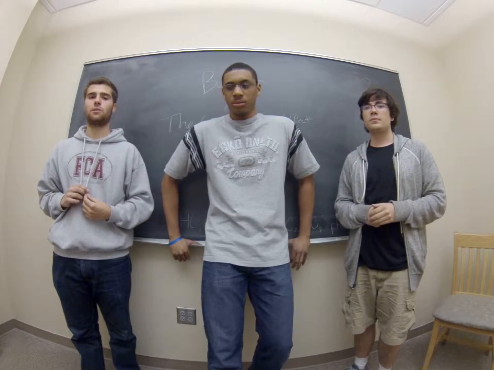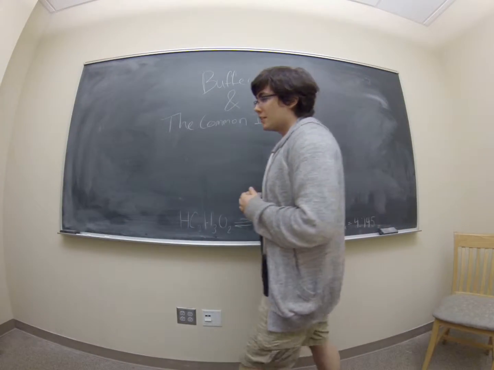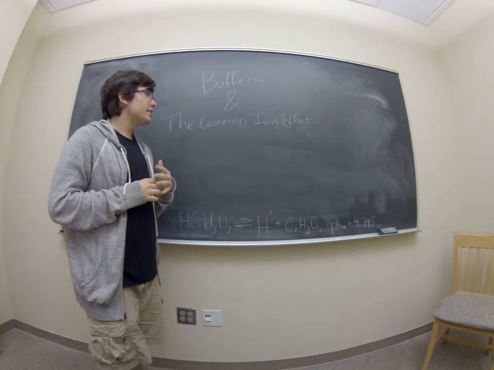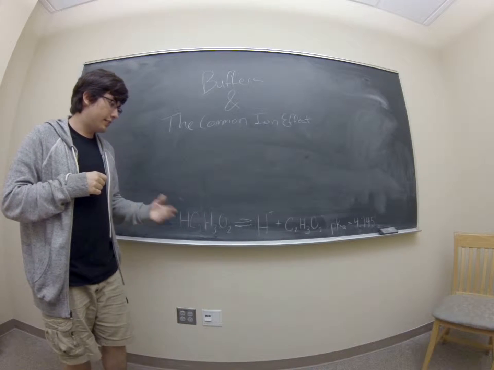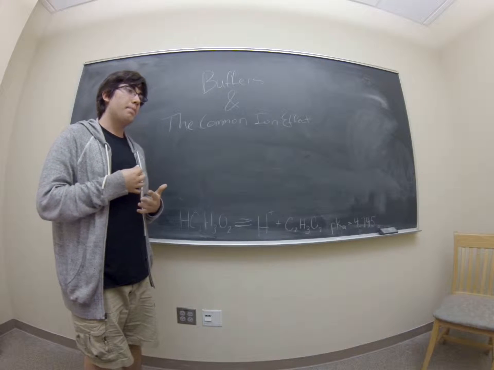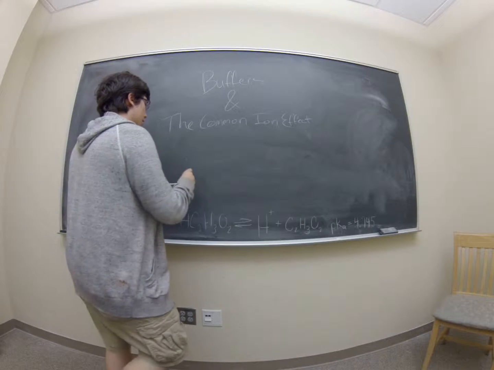And we're going to be giving a short presentation on buffers and the common ion effect. So the first major topic for buffers is the common ion effect. Basically, what this means is that for something like acetic acid, as we have here, you would take its conjugate base and make a solution of it. So for example, we would use sodium acetate, NaC2H3O2.